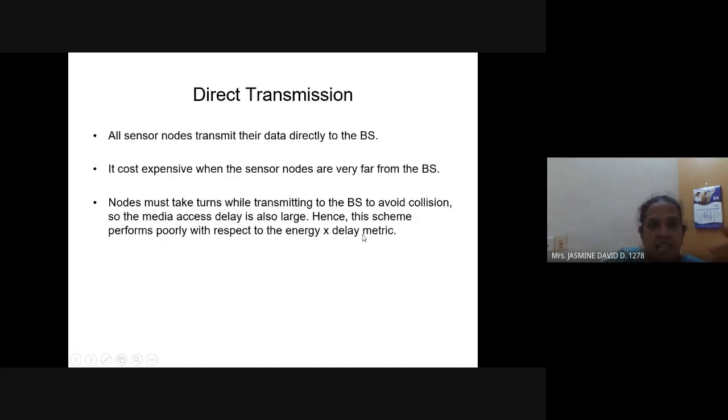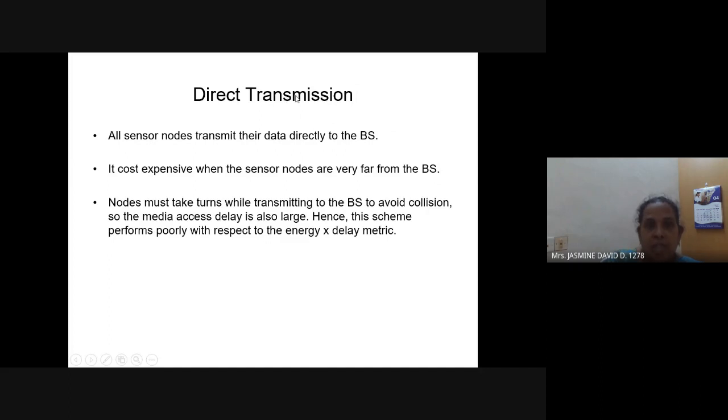Next is direct transmission. In direct transmission, all the sensor nodes transmit the data directly to the base station. So this is cost expensive, right? It's because the sensor nodes are very far from the base station. That's why we put a sink node in between. All the sensor nodes send the information to the sink node, and from the sink node to the gateway. So it is cost expensive because all the nodes are very far from the base station. Nodes must take turns while transmitting to the base station to avoid collision.